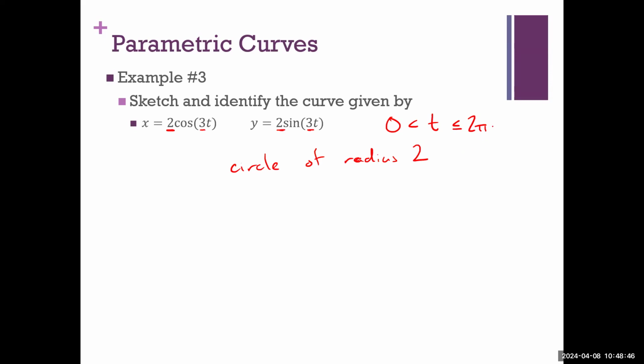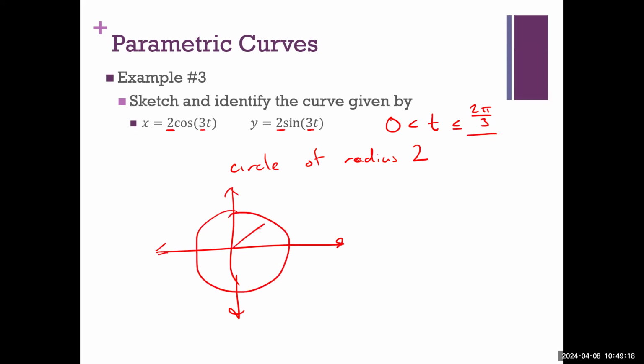So in this case, let's say I want to have my t interval go from 0 to whatever it needs to be to only trace one circle for me. What should that number be? Exactly 1/3 of what it was last time. So doing that, I could just copy and paste the drawing. Radius is 2.